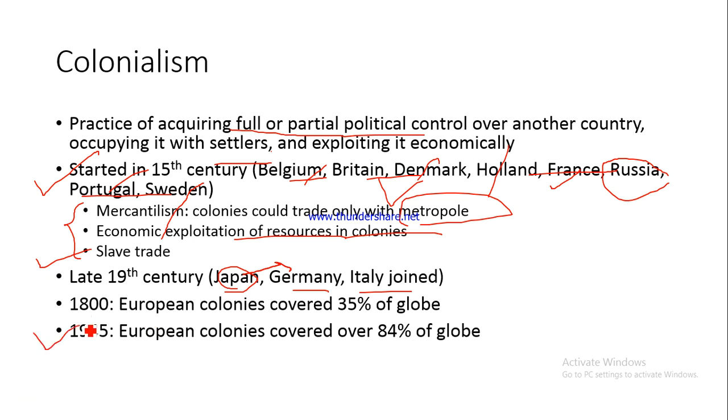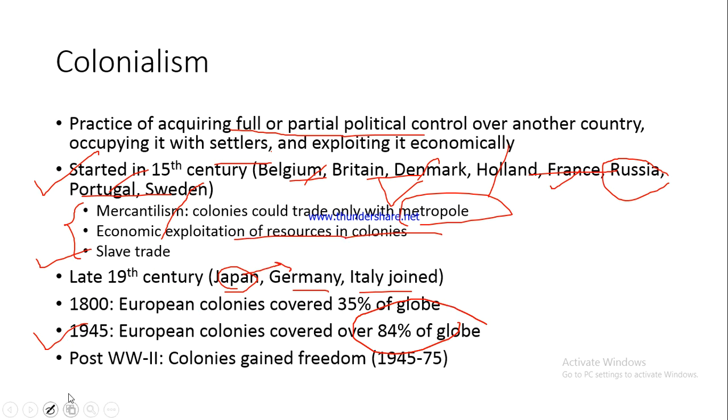And by 1945, please understand how quickly this area increased. By 1945, European colonies covered 84% of the globe. So it more than doubled in a span of just 145 years. So this is just to make you understand how quickly colonialism spread to the different countries across the world, and how quickly so many different countries across the world became colonies, right?